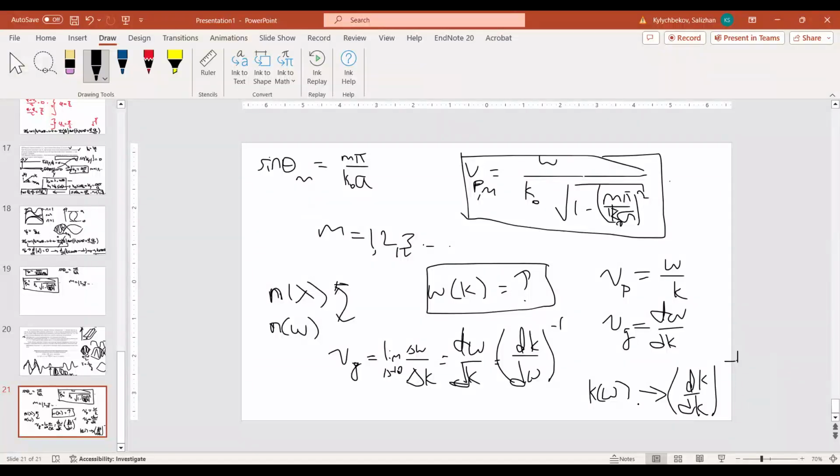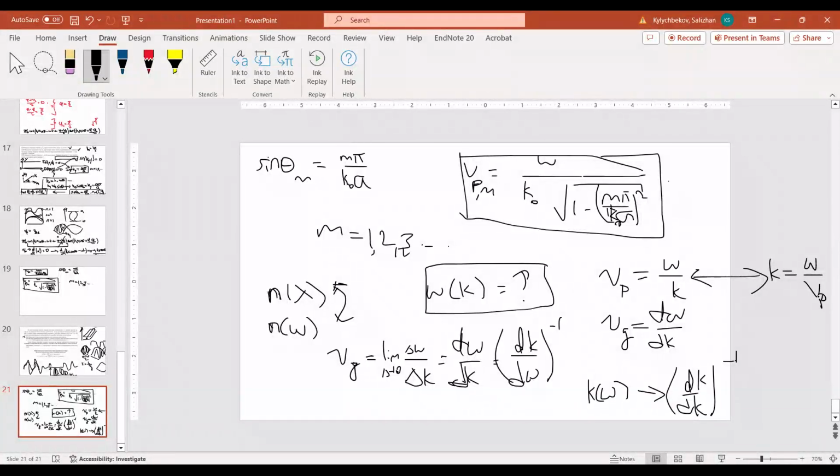So we know phase velocity is omega over k from theory. In order to find group velocity, we just use that information. We interpret k as a function of omega from here, which is omega divided by phase velocity. So we need to take the derivative with respect to omega.